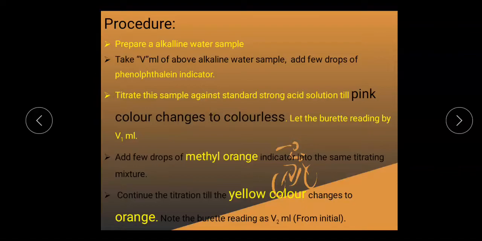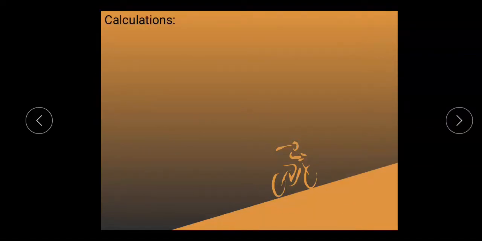By knowing V1 and V2, you can find the phenolphthalein alkalinity using the formula: phenolphthalein alkalinity is equal to V1 upon V into Z into 50 into 1000, expressed in ppm of calcium carbonate equivalent, where V1 is the burette reading, V is the quantity of alkaline sample taken, and Z is the normality or molarity of the acid.